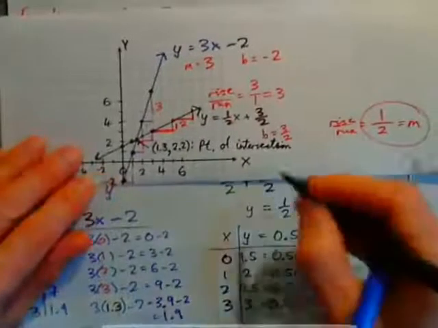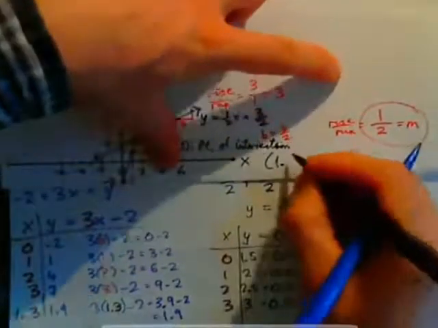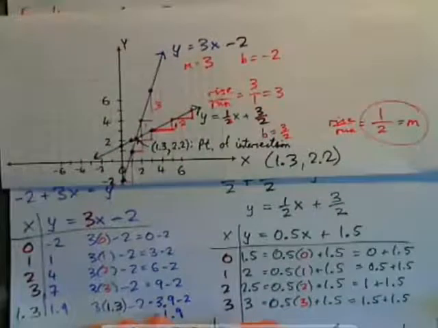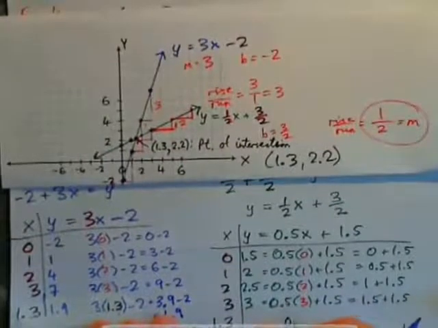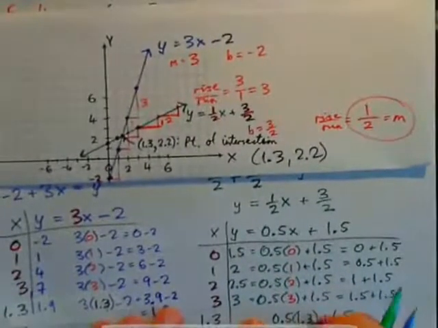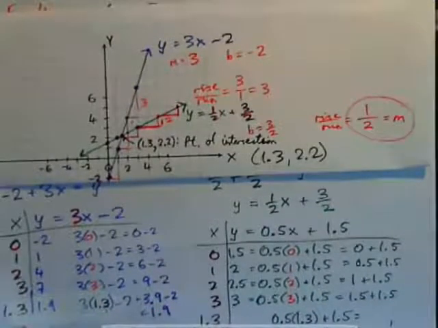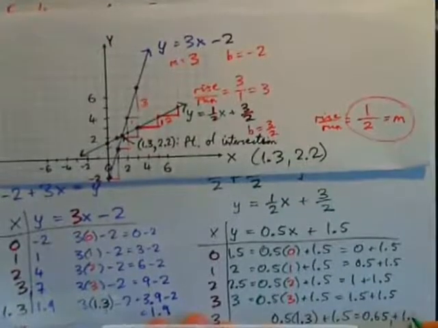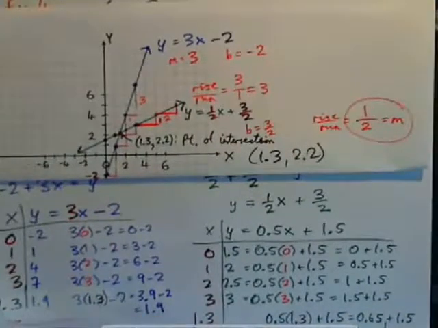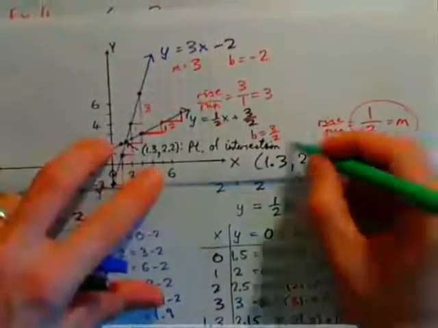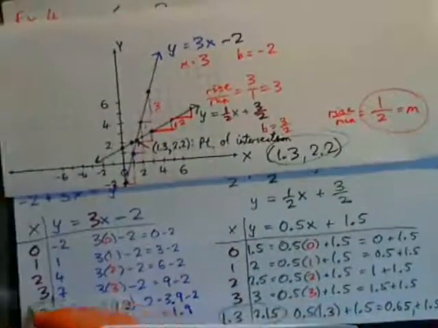Because I guessed my point of intersection to be 1.3 and 2.2, it wasn't a great guess. And then if x is 1.3, it should work out on this other equation. So 0.5 times 1.3 plus 1.5. Let me check that. 0.5 times 1.3 is 0.65, and then add that to 1.5, and I get 2.15. So that's a little bit closer to my guess of 2.2 for the y here. But again, it's close, but it's not perfect.